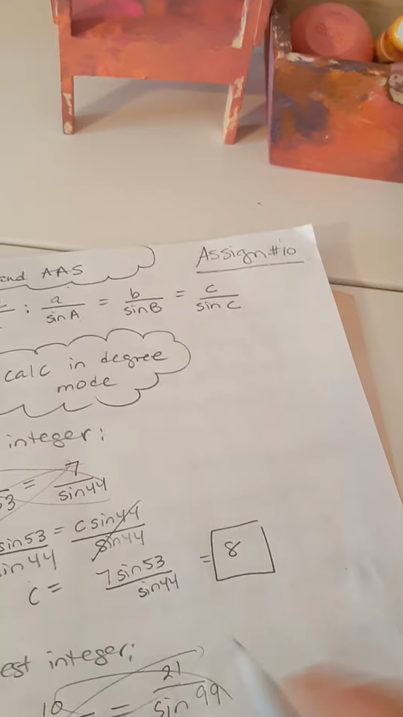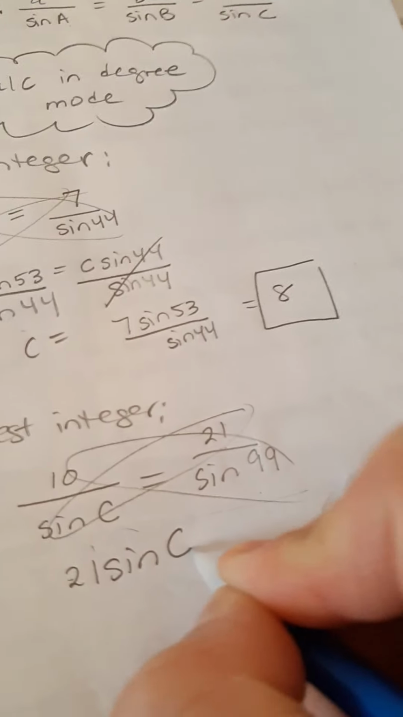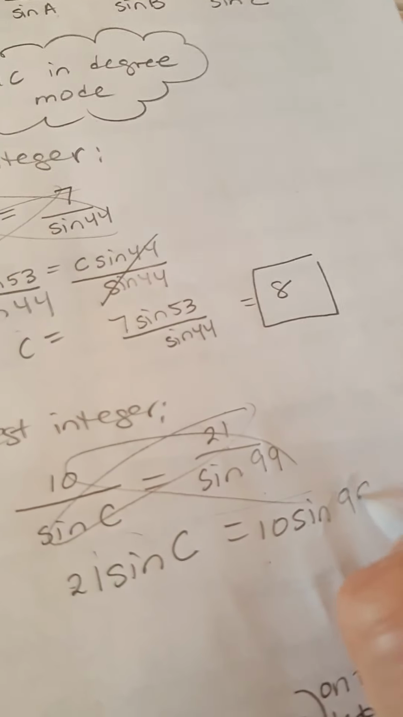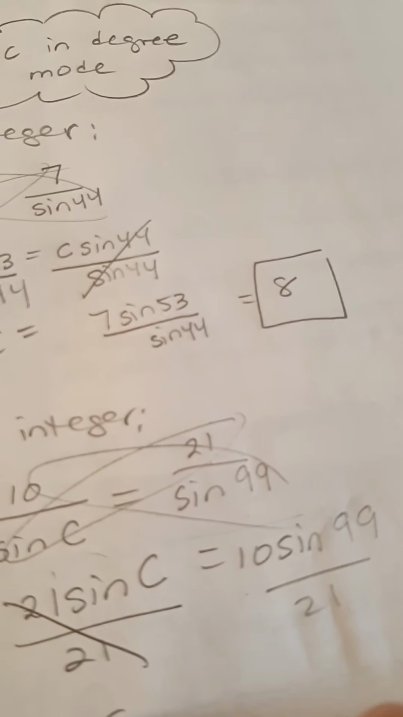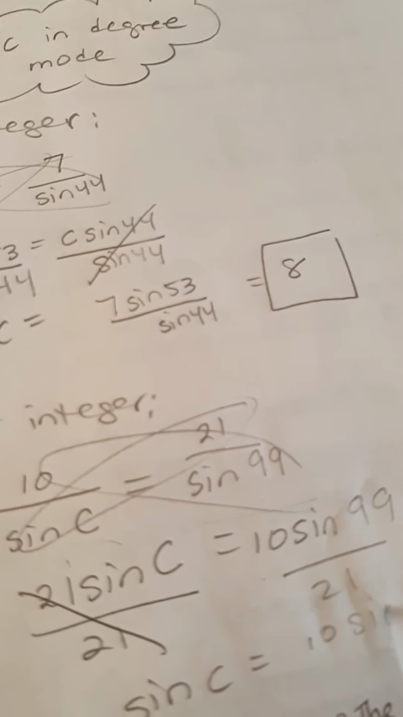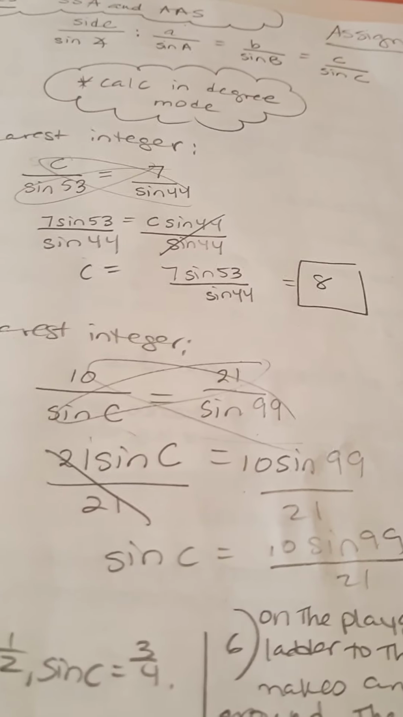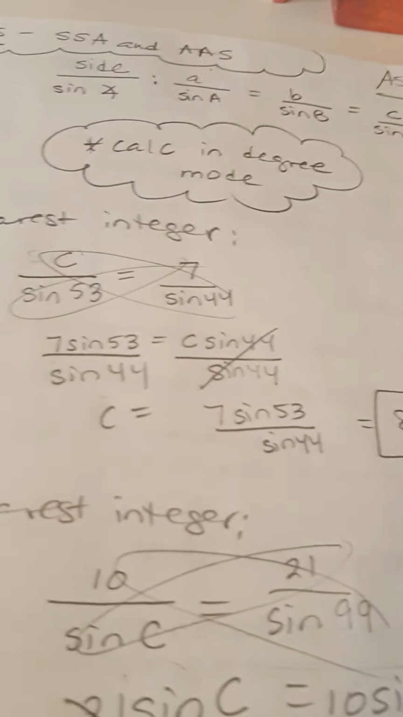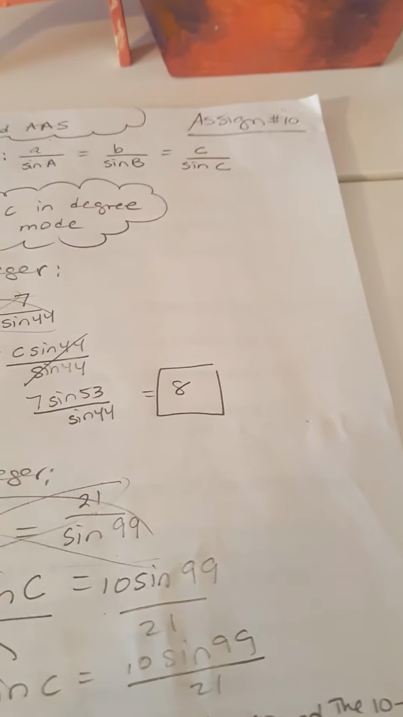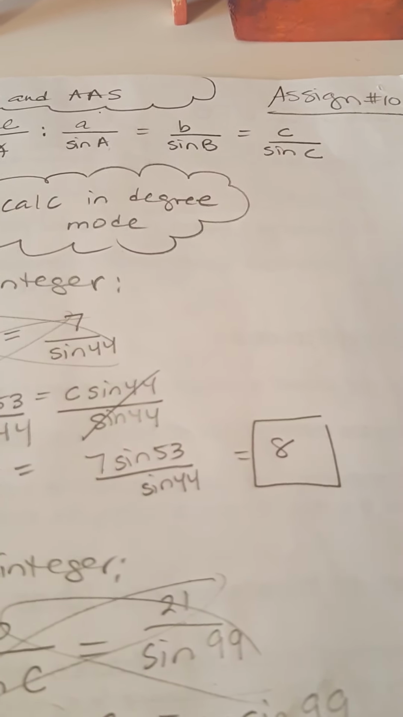So now we cross multiply. So this is going to be 21 times the sine of angle C equals 10 times the sine of 99. Divide by 21. Because if you're noticing, what's happening is you're solving for an angle. So you're going to get, in the calculator, 10 times the sine of 99 divided by 21.